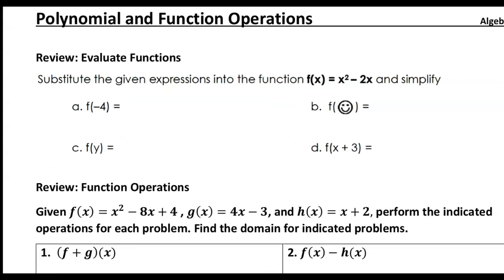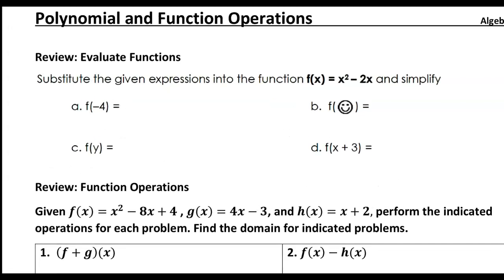Okay, so in the top part up here, it says to review how to evaluate a function. The directions specifically say to substitute the given expression into the function and simplify. Keep in mind everything that's in your parentheses is going to be plugged in for x, into this x, and this x. So anytime you have function notation, whatever variable or number is in the parentheses, you're going to substitute into your original equation for x.